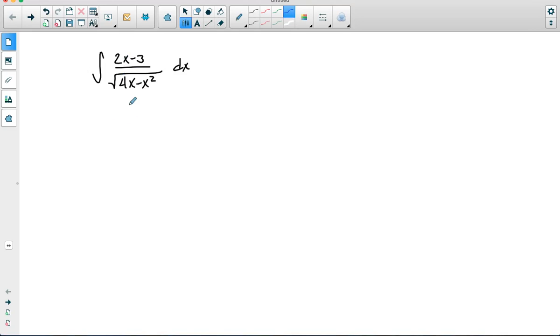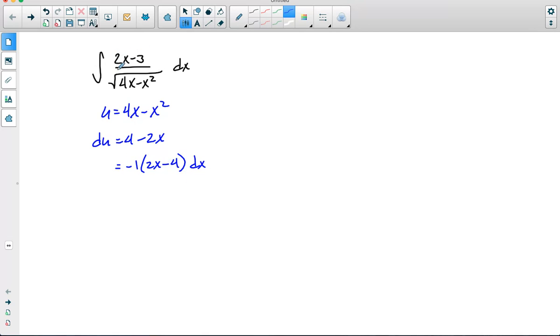All right, here's the trick to doing this problem. Okay, so my first thought is to try u-substitution, where u would be 4x minus x squared. And if that's my u, my du would be 4 minus 2x. And if you factor a -1 out of that, you would have 2x minus 4. And the reason I did that is because I'm looking up here and I almost have a 2x minus 4.